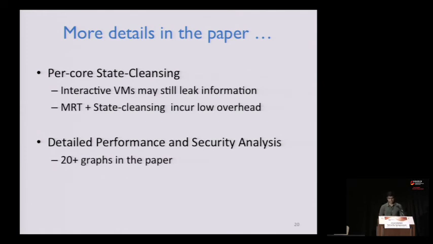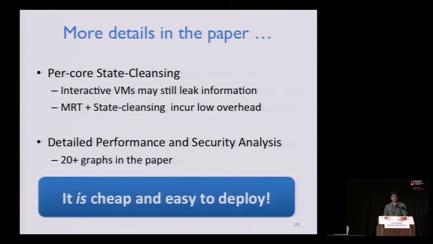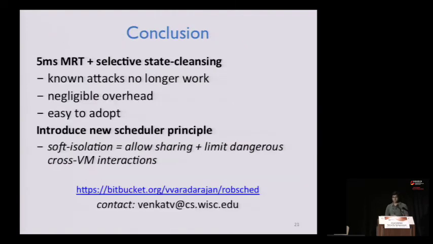This is all to say that it's really cheap and easy to deploy even in a realistic setting for the cloud provider. So to conclude, we show that a 5 millisecond MRT with selective state cleansing is a good, easy to deploy mechanism with very low overhead, and it makes existing attacks significantly harder to do in this setting. And we introduce a new scheduler principle, where we allow sharing and limit dangerous cross-VM interactions.